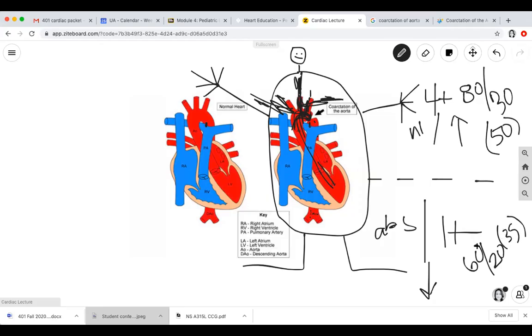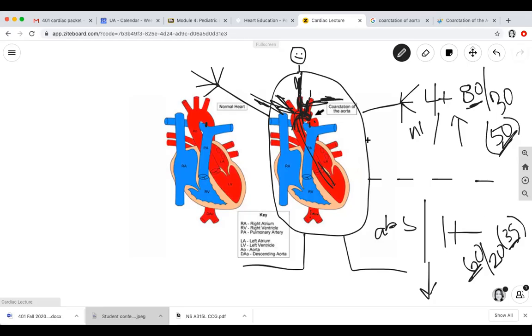So if you look at the differences in blood pressure, that's a pretty significant difference. Anytime you have a 10-point difference in your systolic or in your mean, that's a sign that there's a problem. So those are the differences that you'd expect to see.